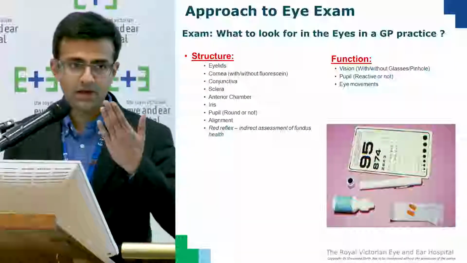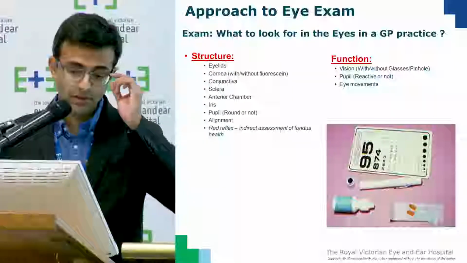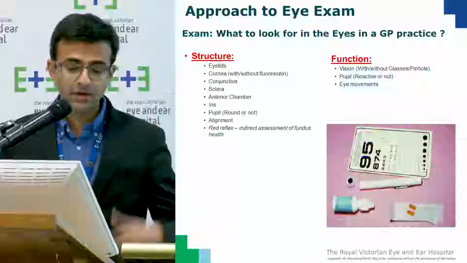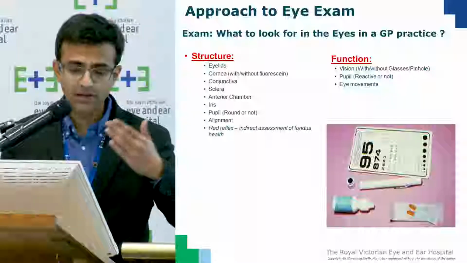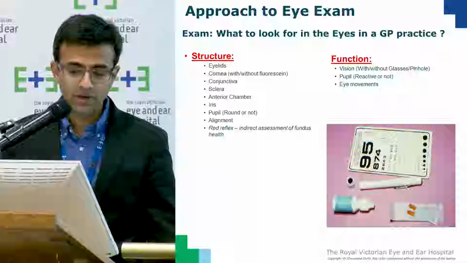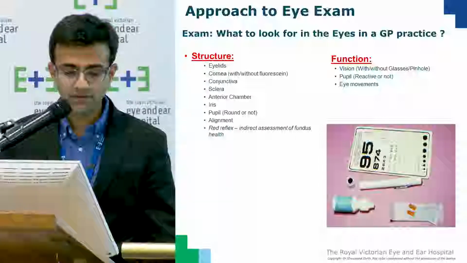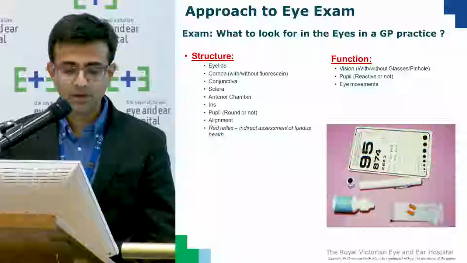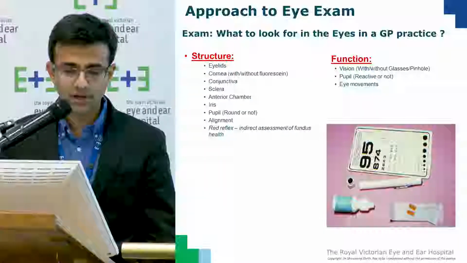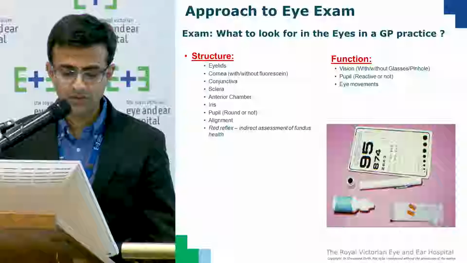And if you think of the eye as a multi-layered structural organ, you can just go from the front to the back. So just start with the eyelids, the cornea, which you can look at with and without fluorescein. There's the conjunctiva, the sclera, the anterior chamber, and the iris and the pupil. And all of this is quite easily examined just with a torchlight for basic, significant pathology.